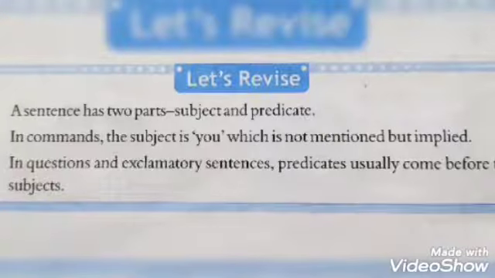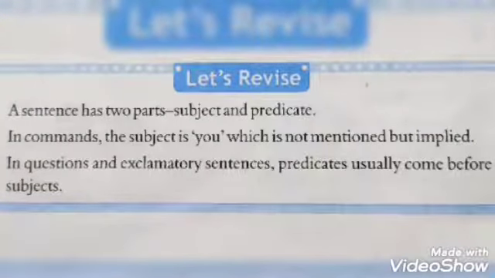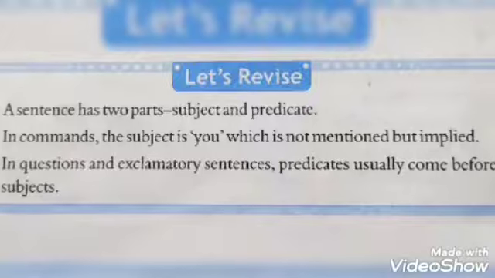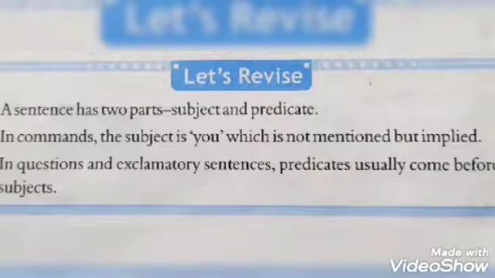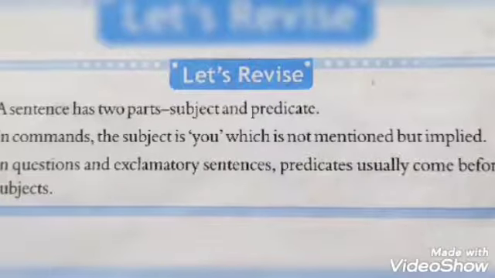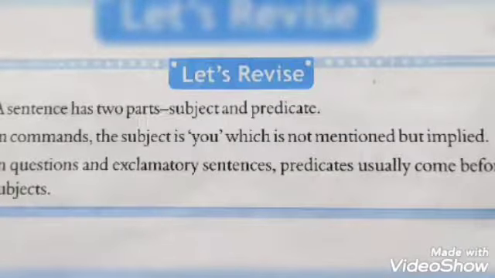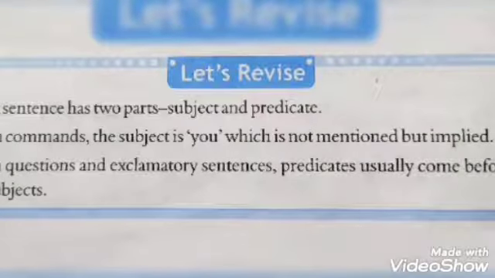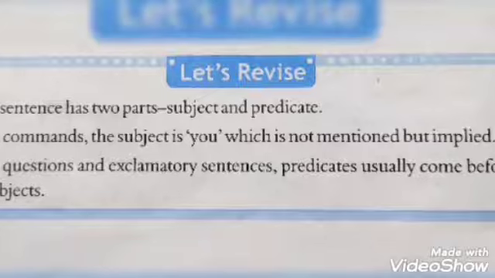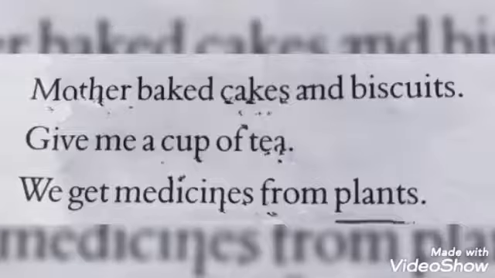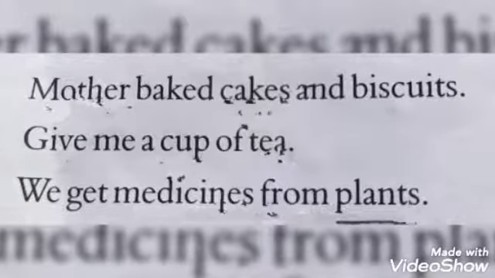So, what have we learned now? A sentence has 2 parts, subject part and the predicate part. In commands, the subject is you, which is not mentioned but implied. In questions and exclamatory sentences, predicates usually come before the subjects. Is it clear?